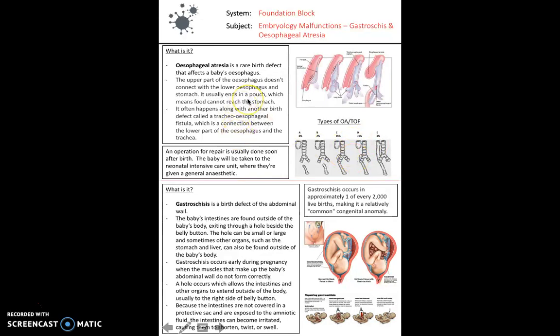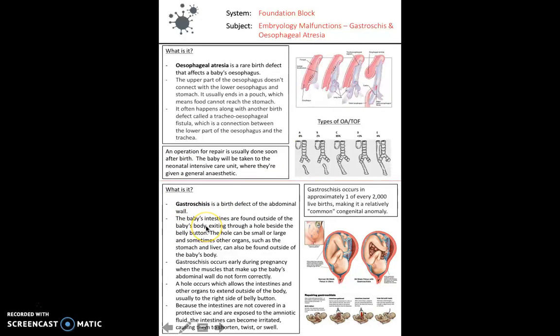The upper part of the esophagus doesn't connect with the lower esophagus and the stomach. It usually ends in a pouch, which means that food isn't able to reach the stomach. So the main issue with this condition is that food is not getting to the stomach as it should do. The best way to repair this is an operation. It's usually going to take place when the baby is very young, because it's a common thing seen in preterm babies.